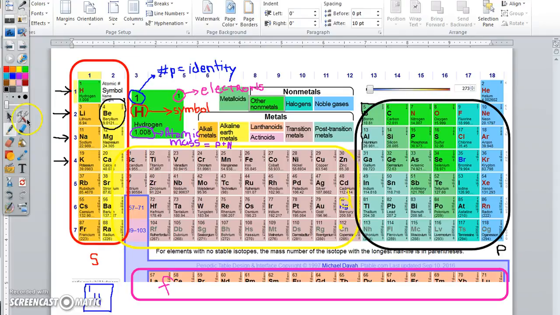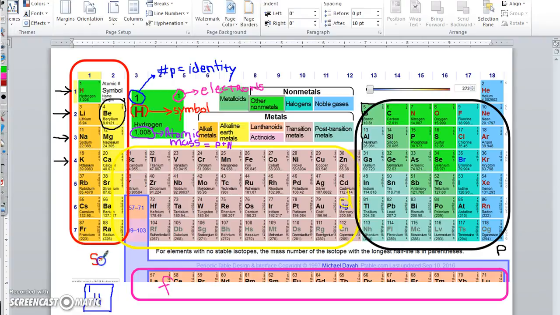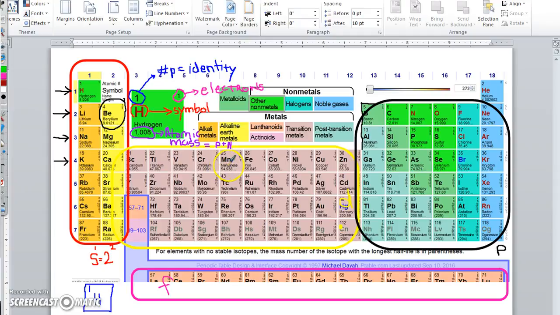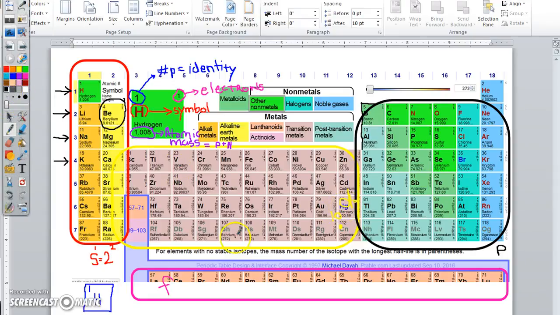All right, I guess that's something else that we could write. So when we have these s orbitals, I know that there are 2 total. This is 1 and this is 2. In the d orbitals, we have 1, 2, 3, 4, 5, 6, 7, 8, 9, 10. So I'm going to just put d equals 10. So how many electrons can I fit in the d orbital? It's 10.